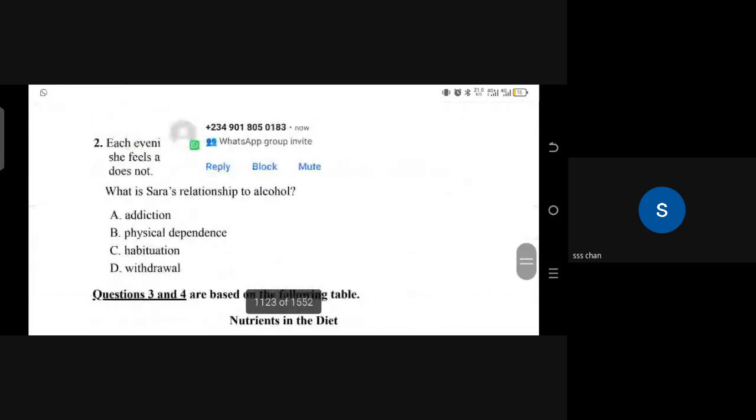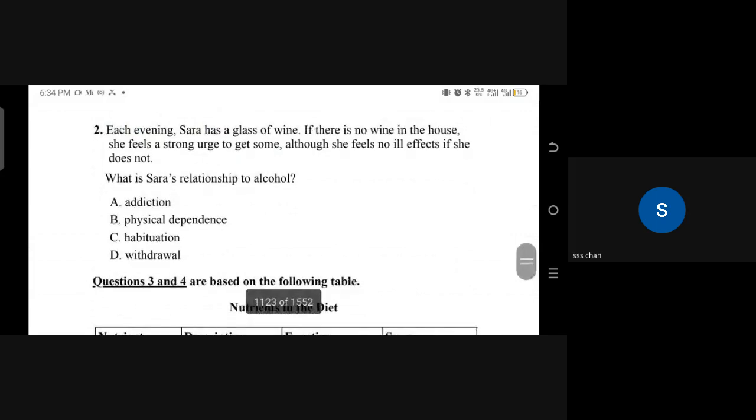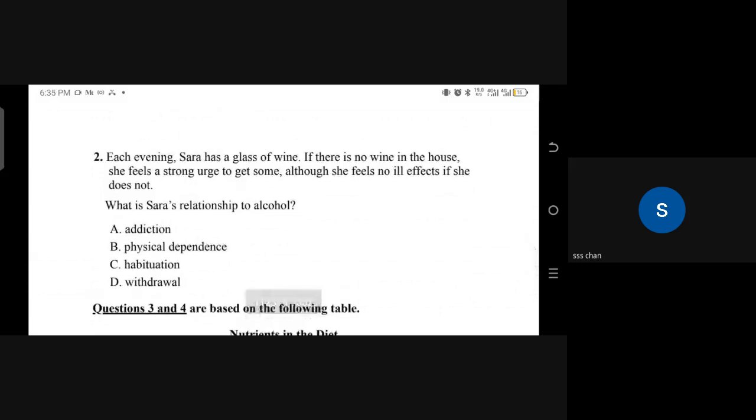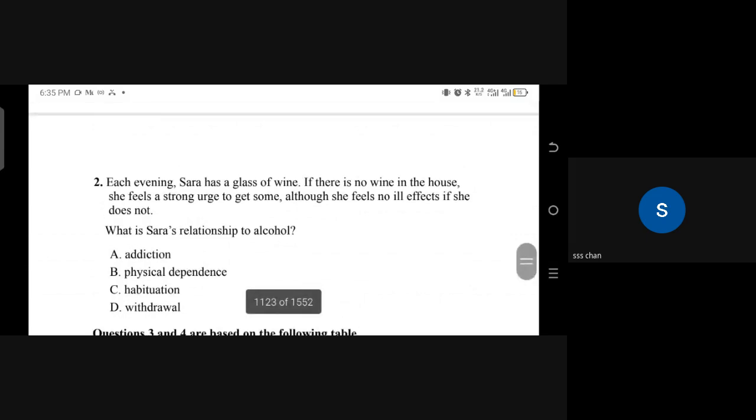Now each evening, Sarah has a glass of wine. If there is no wine in the house, she feels a strong urge to get some, although she feels no ill effects if she's not. What is Sarah's relationship with alcohol? A, addiction. B, physical dependence. C, habituation. D, withdrawal.